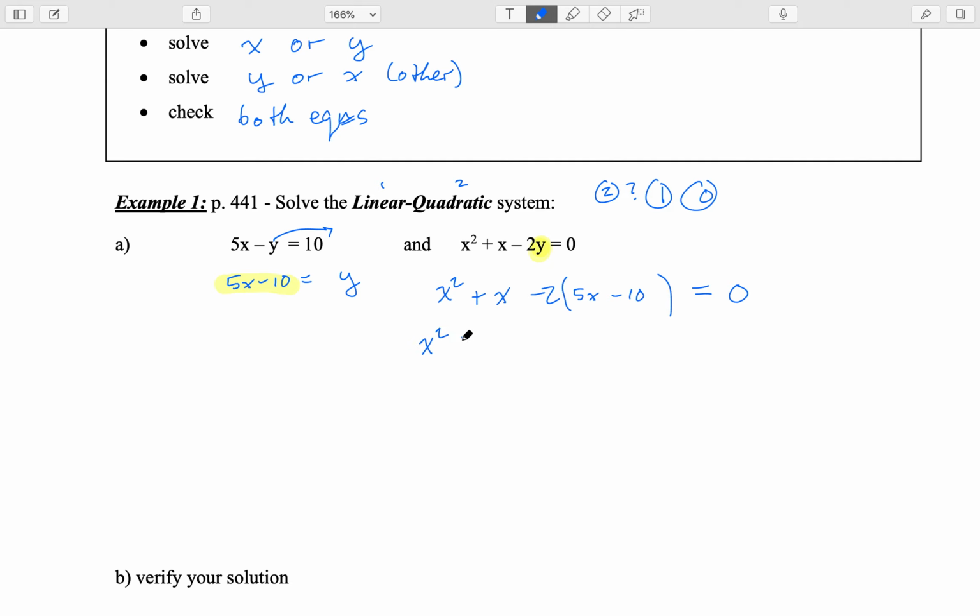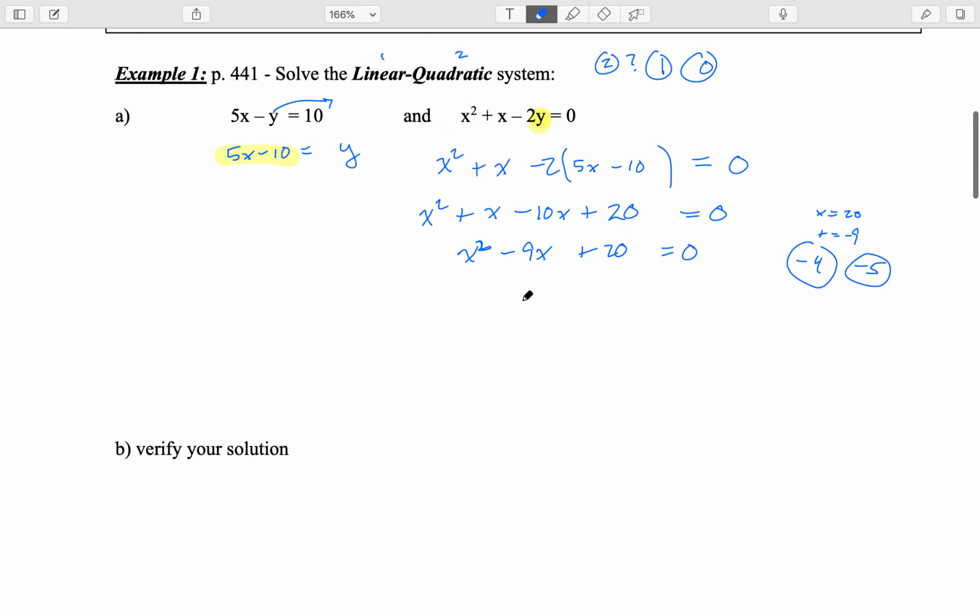What do we get? x squared plus x minus 10x minus 10 plus, so plus 20 is equal to 0. This is x squared minus 9x plus 20. This factors. Two numbers that multiply to 20 and add up to negative 9, which means they both have to be negative. Negative 4, negative 5, there we go. Usually if you're going to get down to a quadratic here, it's something you can handle. It's not that bad.